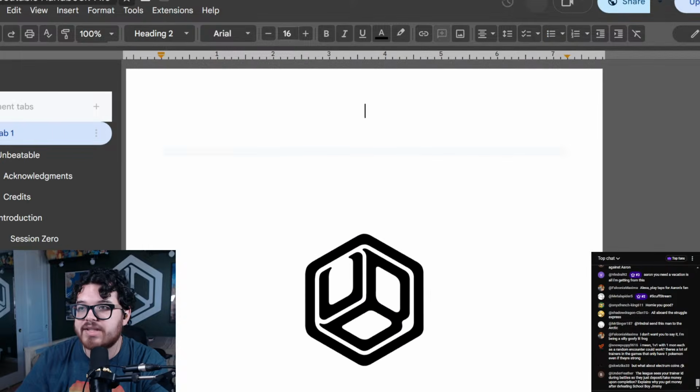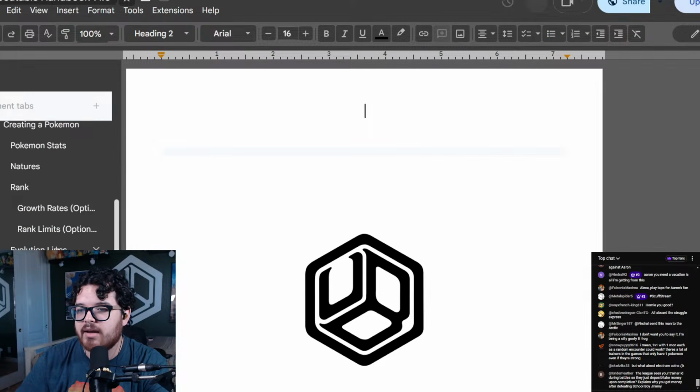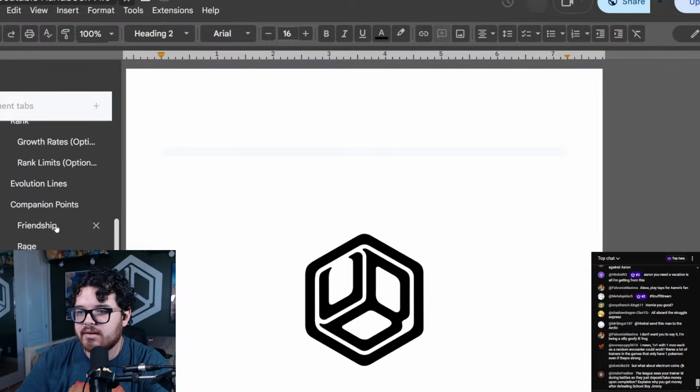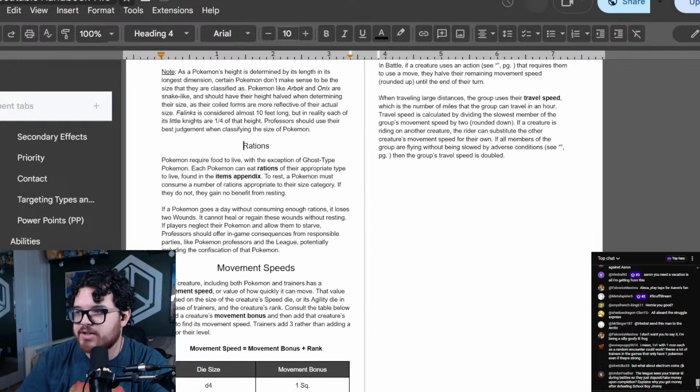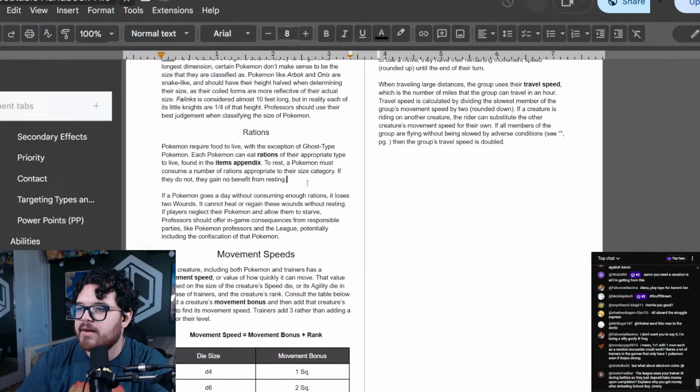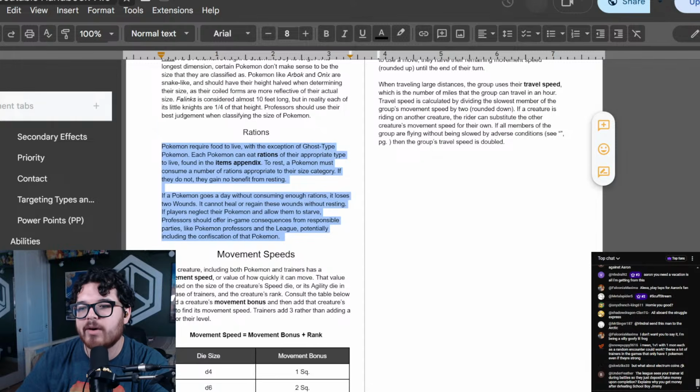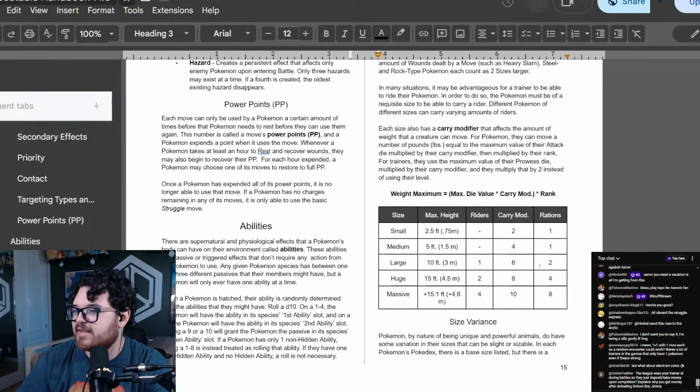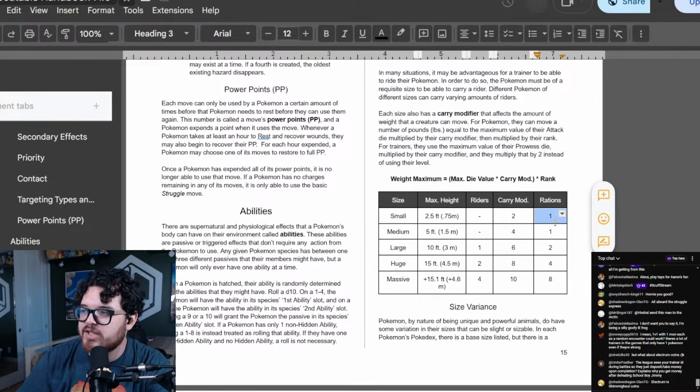I've actually started writing some rules out. It's very simple. Size rations. Basically, you spend money based off the size of your Pokemon. A small Pokemon needs 1 ration to rest, a medium one needs 1, a large one needs 2, a huge one needs 4, and a massive one needs 8.